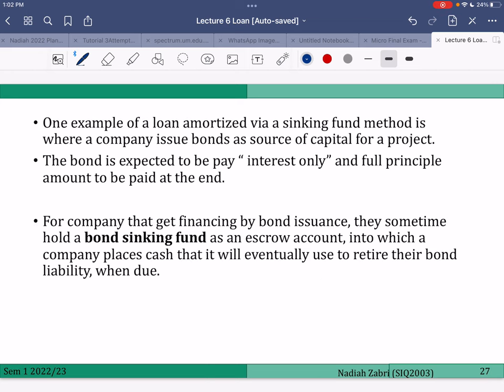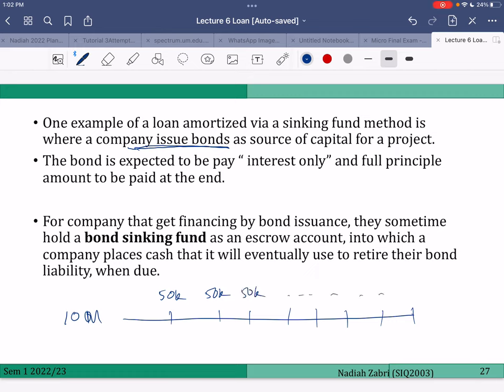One example of a loan amortized via a sinking fund is where a company issues a bond. You haven't covered bonds before, but how bonds work is that when they issue a bond, they borrow a certain amount, let's say $10 million, but they will only pay coupons throughout the maturity period. Let's say it's a 5% coupon, so it's like 50k, something like that. I hope I calculated it right. So at the end, you will pay 50k plus the principal amount.